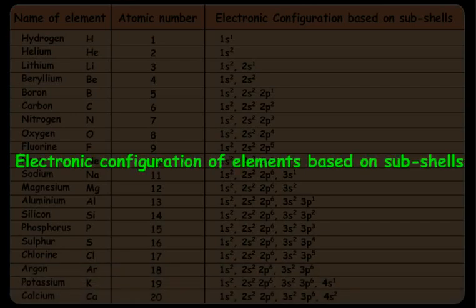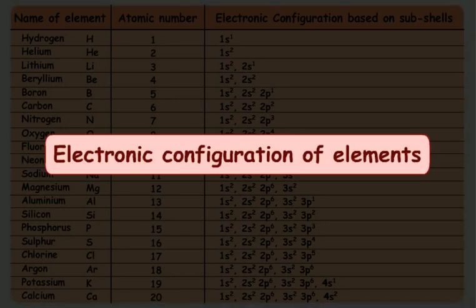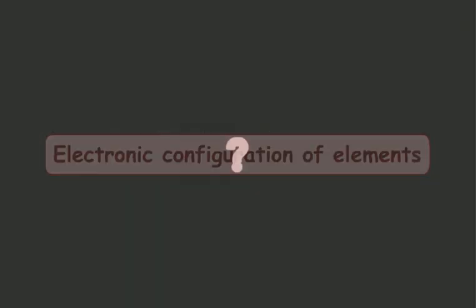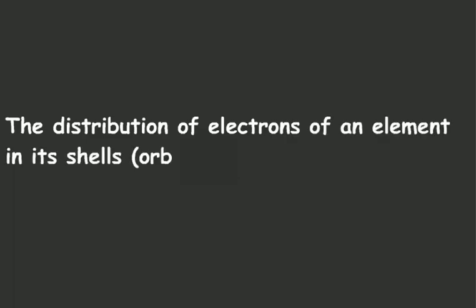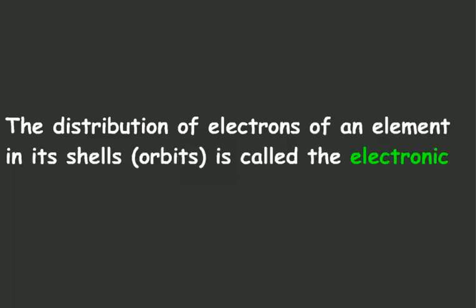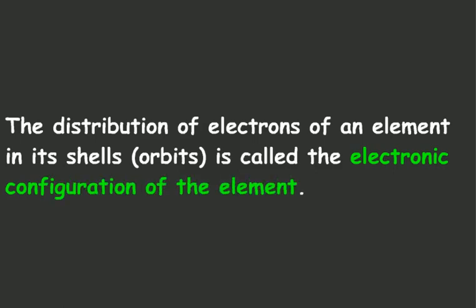Electronic configuration of elements based on subshells. Students, you've already learned about the electronic configuration of elements in your previous class. Can you tell me what the electronic configuration of an element is? Yes, the distribution of electrons of an element in its shells or orbits is called the electronic configuration of the element.